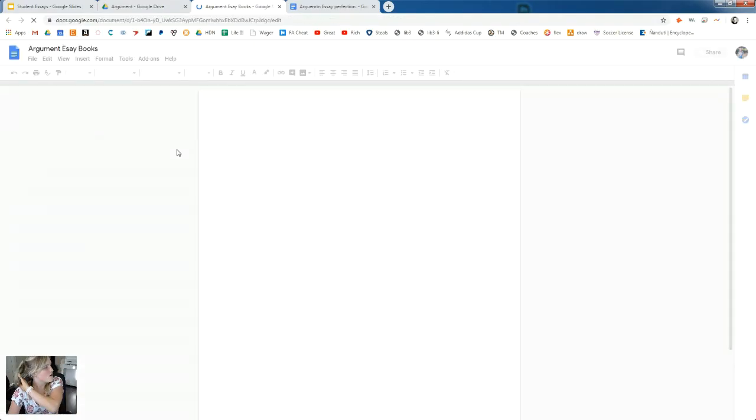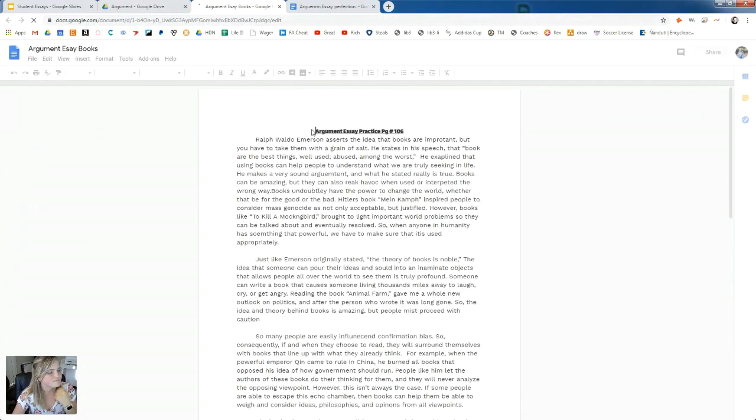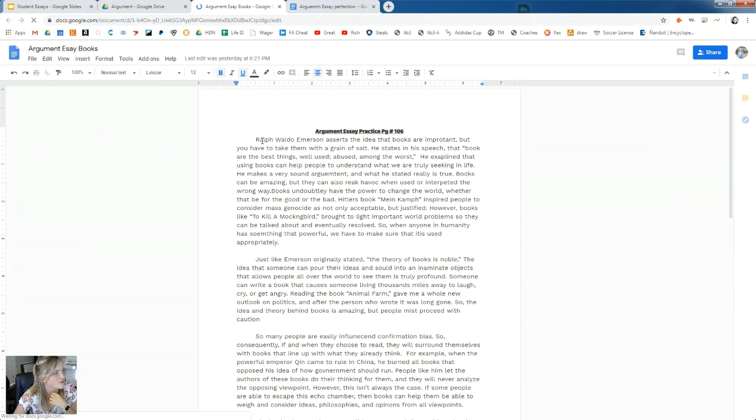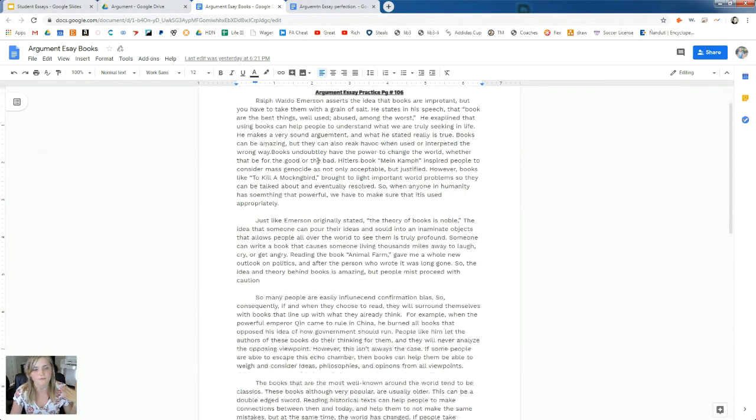So this one was about books, and you can see right here, Emerson asserts the idea that books are important, but you have to take them with a grain of salt. "Books are the best things well used, abused among the worst," and you want to take a position on that, whether books are bad, books are good, or books are both. So I'll go ahead and read you my essay, and I think this got a 6, so it's not super high, but it's a realistic standard of what you should be aiming for.